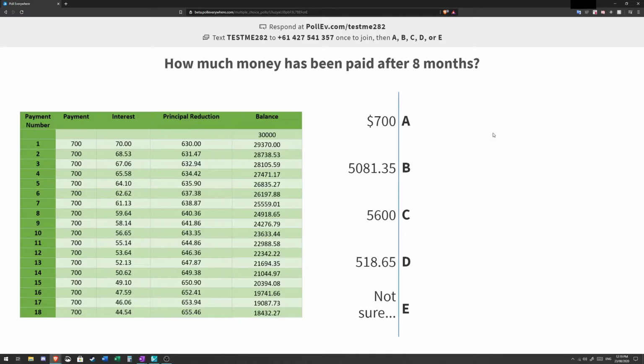Alrighty, so the question is, how much money has been paid into this account? I'll just read the question instead of trying to make my own words. How much money has been paid after 8 months? Okay. So this is, again, one of the questions that it's how it's been worded. So you need to really understand what it's asking.